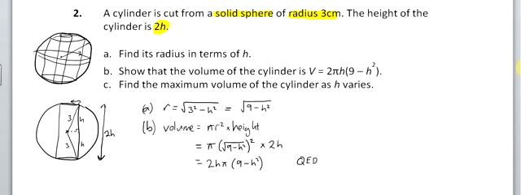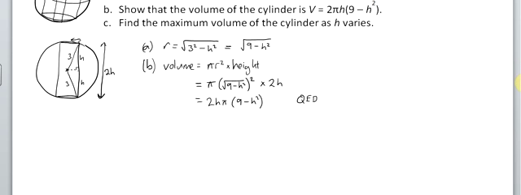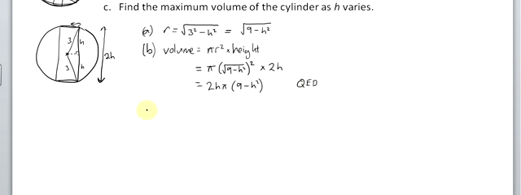Okay. Part C. Find the maximum volume of the cylinder as h varies. Okay, so as h varies, volume is going to vary, and you can see that this is a cubic curve, and it's going to be a negative cubic, which means it's going to be doing something like this. So it's going to have a minima and a maxima, and we're obviously after the maximum. To find a maximum of a curve, you need to differentiate it.